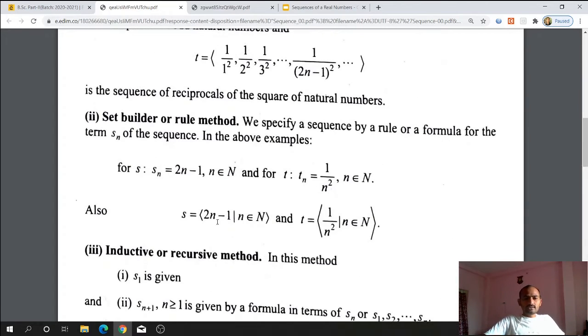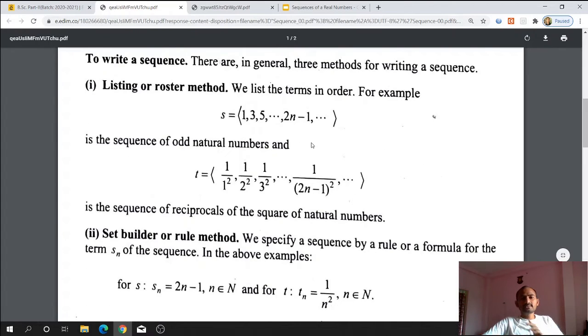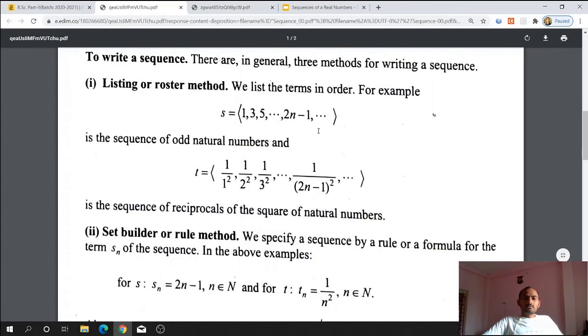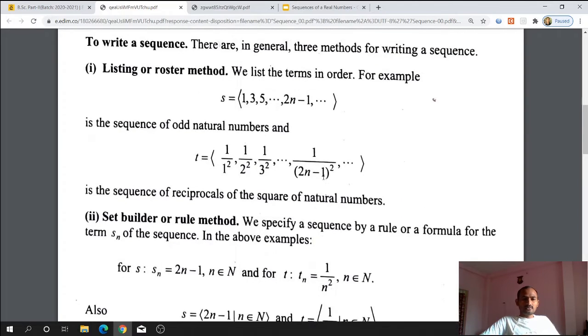First put n equal to 1, we get 1, then n equal to 2, then this will be 3, and so on. So this is one method to write the given sequence in builder form. So this sequence and the earlier sequence are the same, but the method to write the given sequence is different.